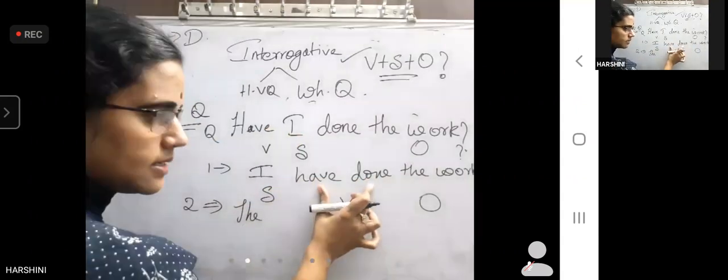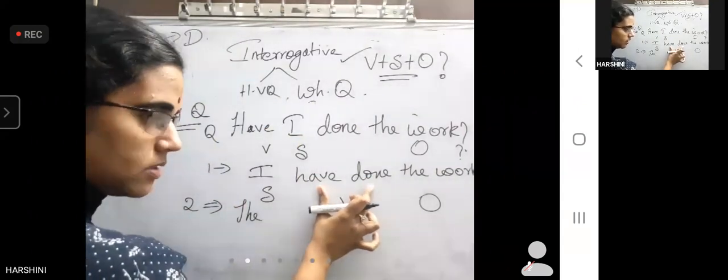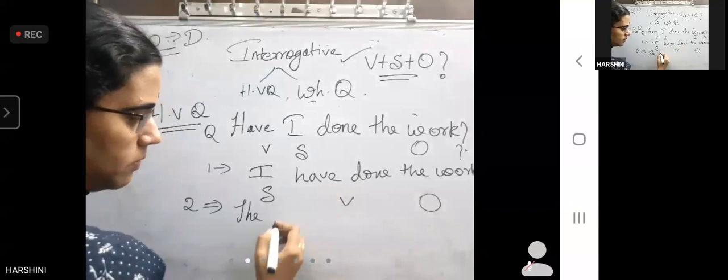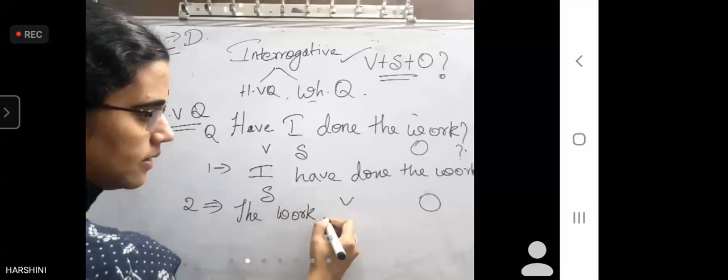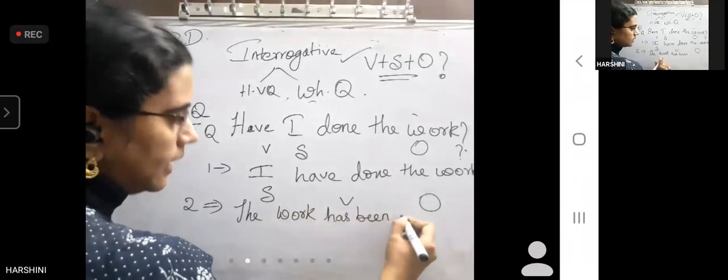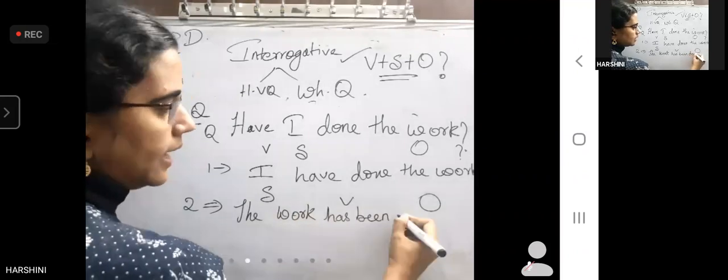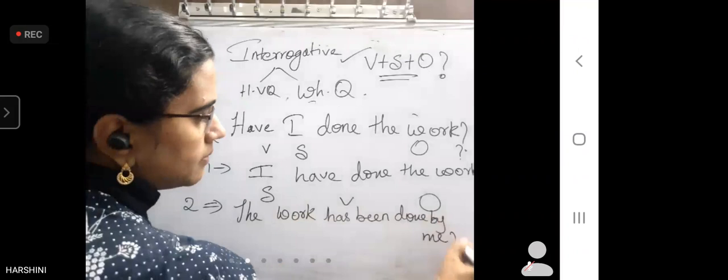Have done. This is in perfect tense. Perfect tense means there should be a word called "been". Practice it today. So the work. What's the answer? Has been done by me. Has or have? Has. Very good. Has been, because it is singular. Has been done by me.